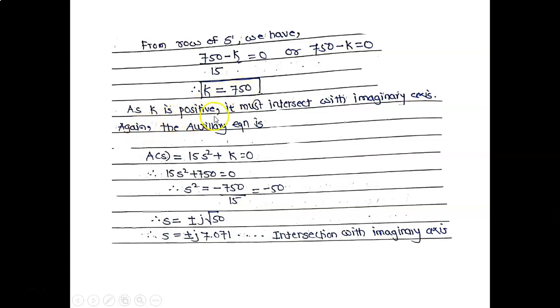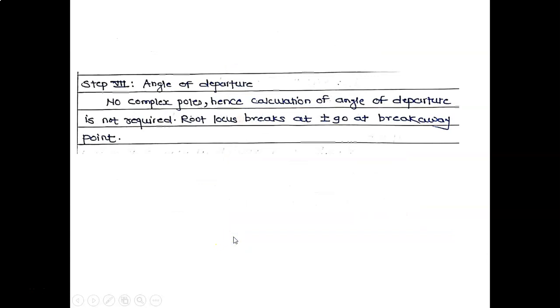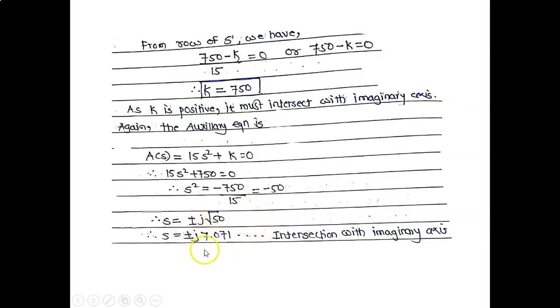As K is positive, it must intersect with imaginary axis. Again the auxiliary equation A(s), from the Routh array we have taken this equation, A(s) is equal to 15s square plus K is equal to 0. Therefore substitute value of K, 15s square plus 750 is equal to 0. Therefore s square is equal to minus 750 divided by 15 is equal to minus 50. Therefore s is equal to plus minus j into square root of 50. Therefore s is equal to plus minus 7.071j. This point, plus minus 7.071j, is nothing but the intersection with imaginary axis.